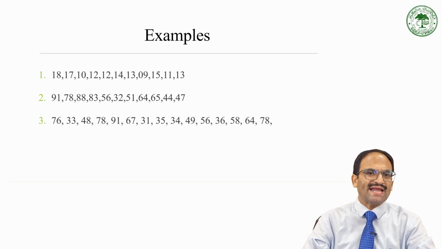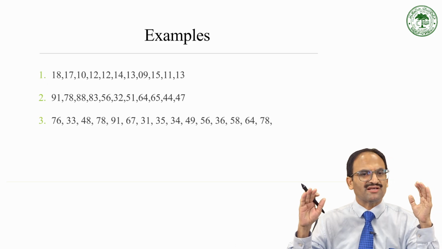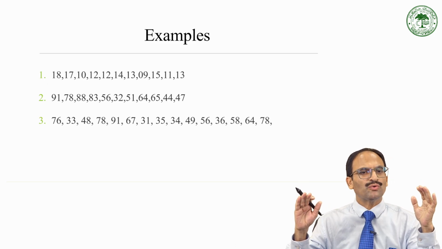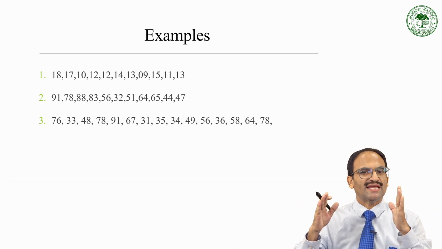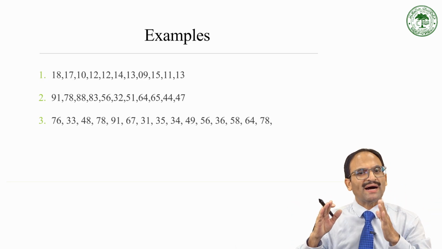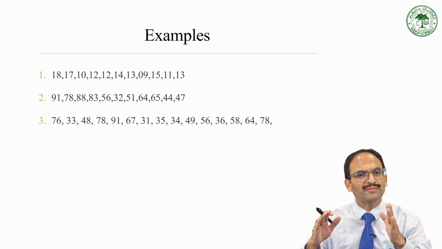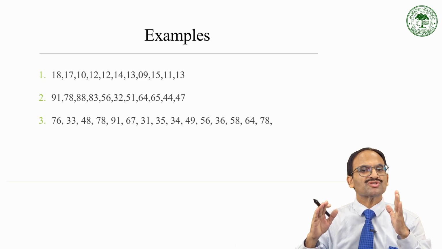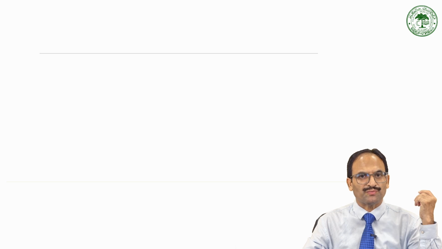So after arranging all these numbers in ascending order, we will apply the formula: median is equal to the (n plus 1) upon 2th term, that is (11 plus 1) upon 2th term, that is 12 upon 2th term, that is the 6th term. So the 6th number will be the median of this data. How to do it? Let me show.